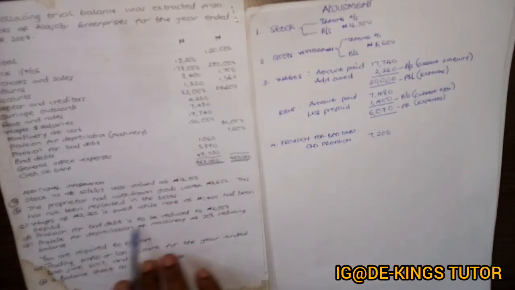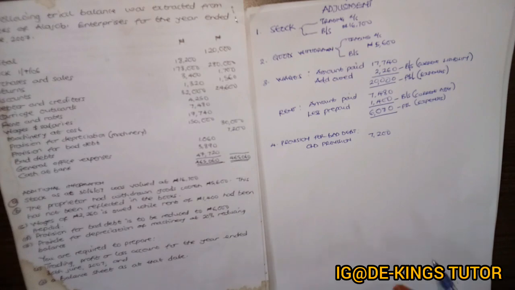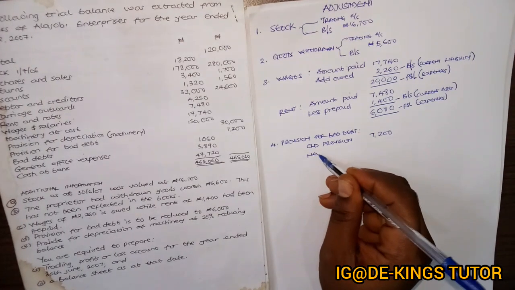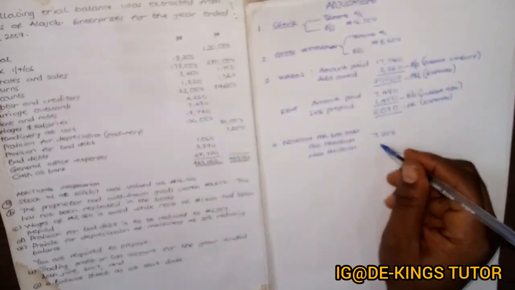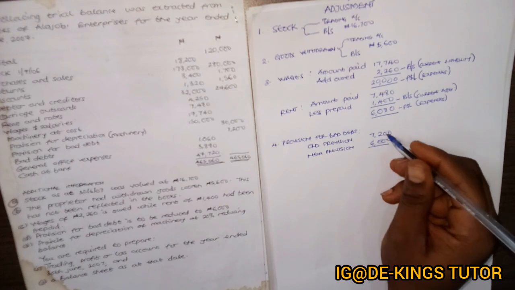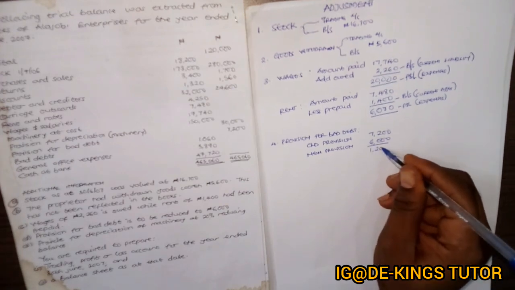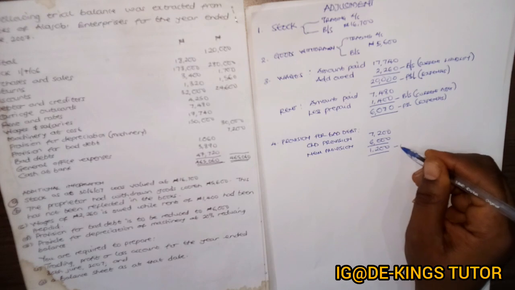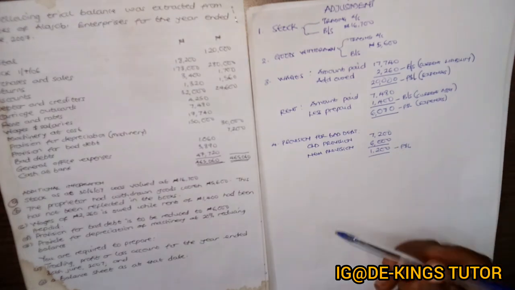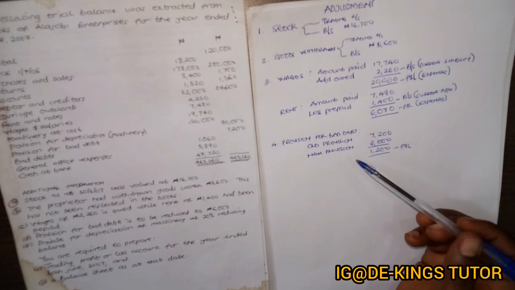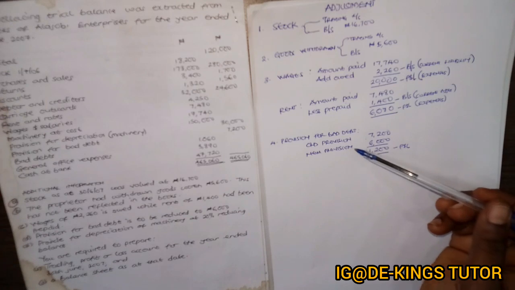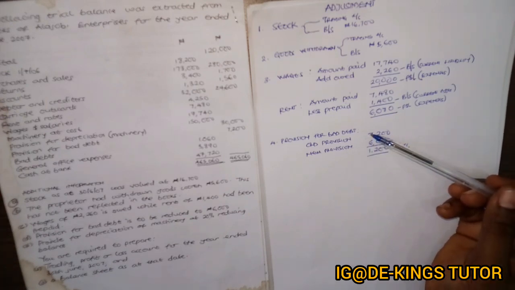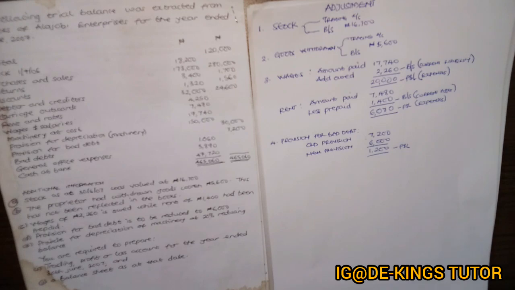Look at it. They say we should reduce it to, not by. So the new provision is 6,000. So 7,200 minus 6,000 gives us 1,200. This is the amount that goes to the profit or loss. Since it is a reduction, remember a decrease in provision for bad debt is an income. The old provision was 7.2, while the new provision has reduced to 6,000. So it is the difference we post to the profit or loss account.